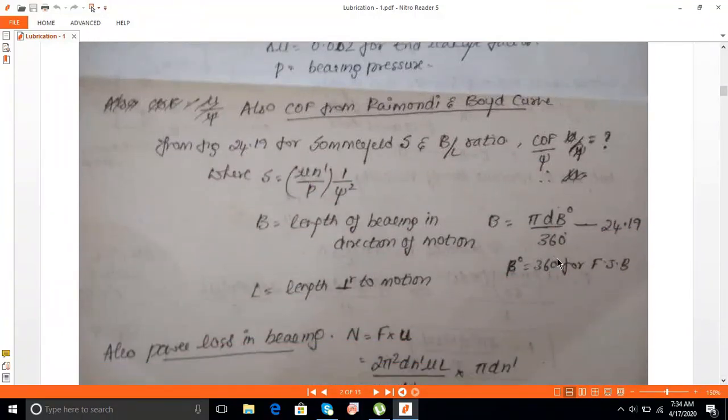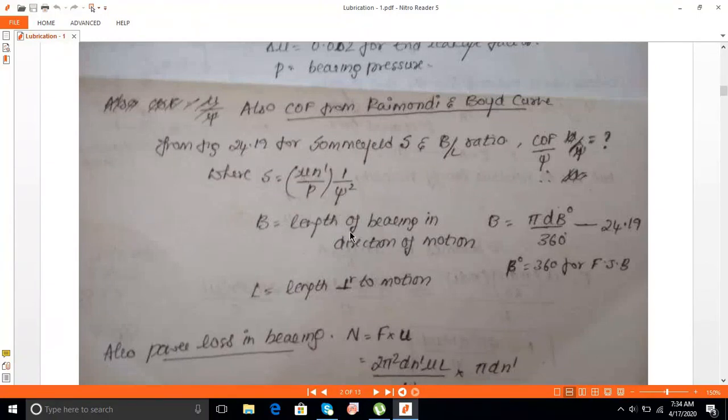And there is one more method to determine the COF. It is by Raimondi and Boyd's curve. This can be determined from the handbook by referring to the figures. First we determine the Sommerfeld number. Sommerfeld number S is equal to mu n dash divided by P into 1 by psi square. This Sommerfeld number is very important to determine whether the bearing is a lightly loaded bearing or a heavily loaded bearing. It will differentiate between those.